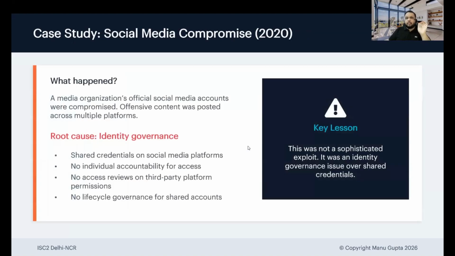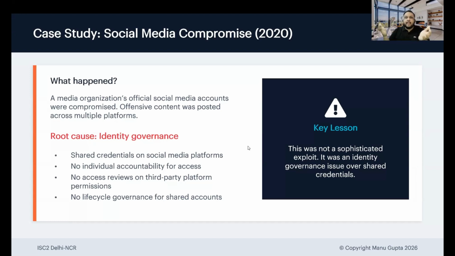So let me give you two real world examples. Maybe some of you are already aware of them. The first example is about a social media incident where in 2020, a media company's official social media account was compromised. The attacker posted offensive content across multiple platforms. And how did this happen? It came down to how credentials were shared and managed across that social media platform.